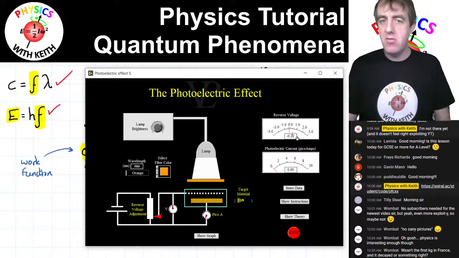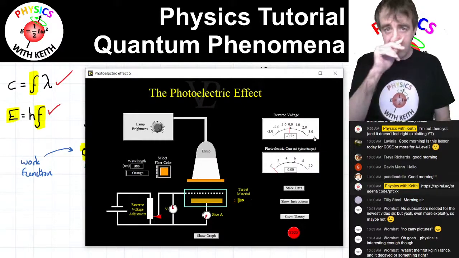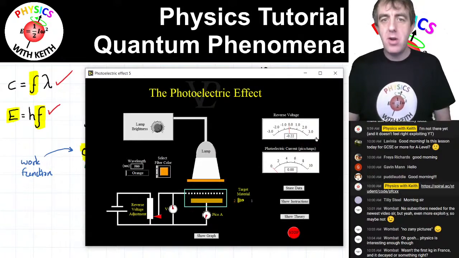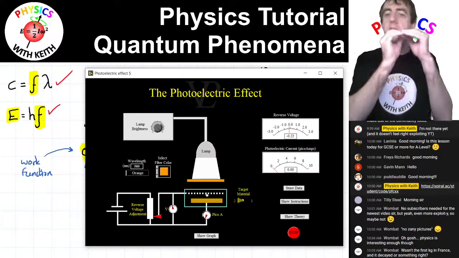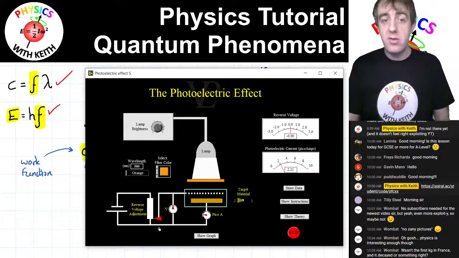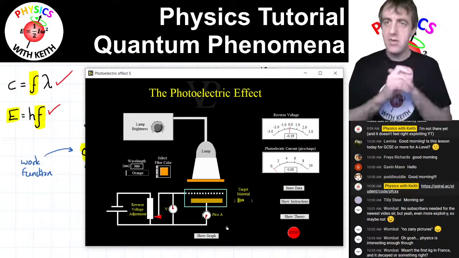And this right here is the stopping potential. If I apply 0.22 volts across here, with the bottom plate positive and the top plate negative, the electrons that leave that surface, which we know could leave because when there's no voltage I get a current, don't make it to the other side. The current drops to 0. That's the stopping potential.